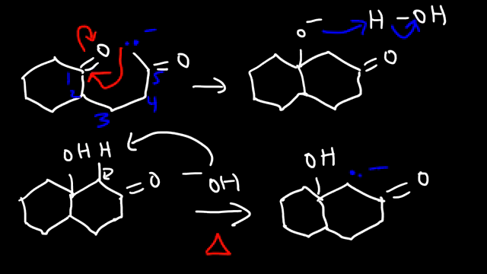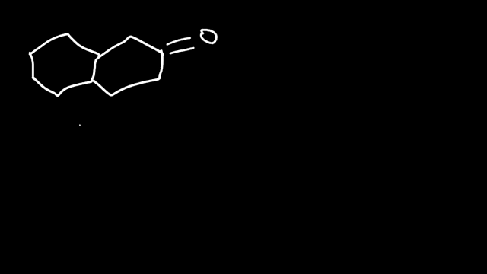And then in the next step, we can use the enolate ion to eliminate the OH group. So we're going to take this lone pair, form a pi bond, and then expel the hydroxyl group. And so now we have our final product, which looks like this. And so that is the Robinson annulation reaction. It forms rings, and it's basically a Michael reaction with an intramolecular aldol reaction.